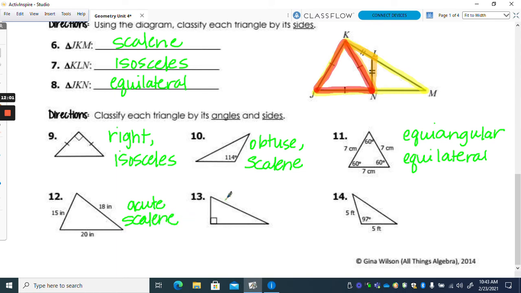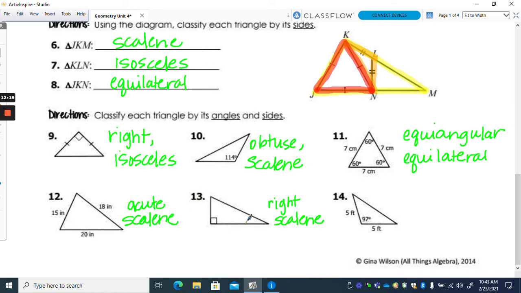Number 11, if we're classifying it by the angle, it is right. And if we're classifying it by the sides, then it is scalene. None of these are the same length.